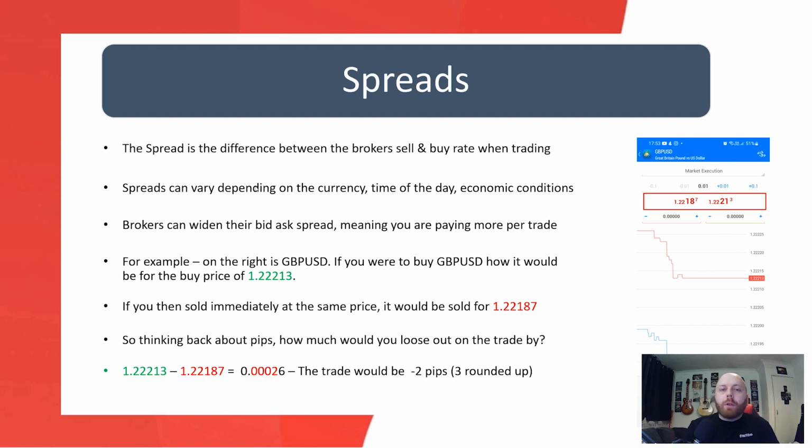Now, if you're trading higher volumes and using really big lot sizes, think back to when we talked about lots, we worked out that one lot could equal £10 per pip, and in this case you would have lost at least £20 on a trade just from the spread itself. So you need to take this into consideration.